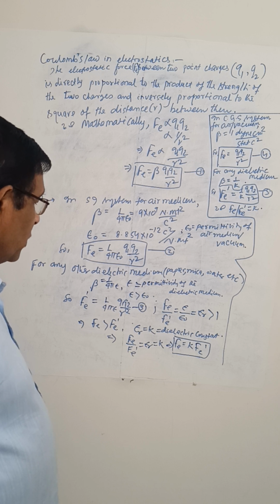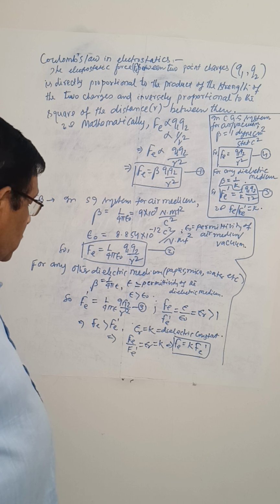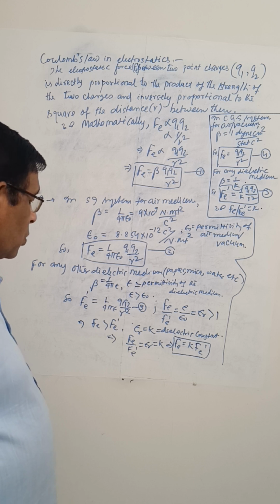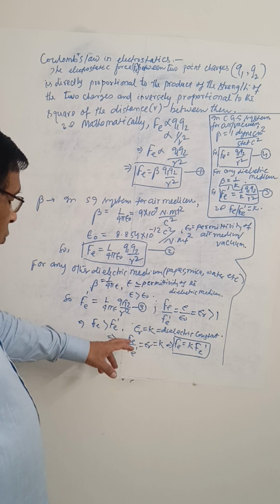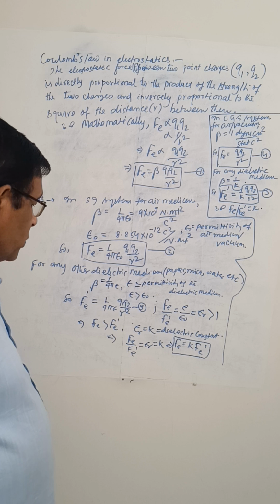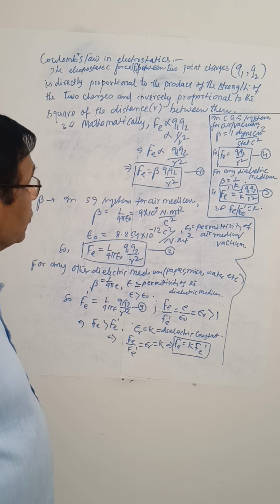Since epsilon is greater than epsilon 0, epsilon r is always greater than 1, so this indicates Fe is greater than Fe dash. Also the relative permittivity is equal to K, where K is known as the dielectric constant of the dielectric medium. So in terms of K, we can write Fe by Fe dash is equal to epsilon r, which is equal to K, where Fe is equal to K times Fe dash.